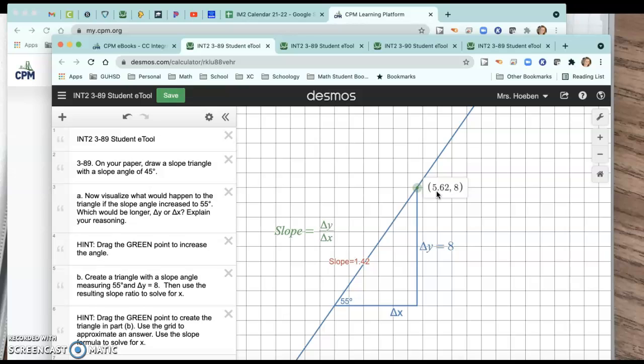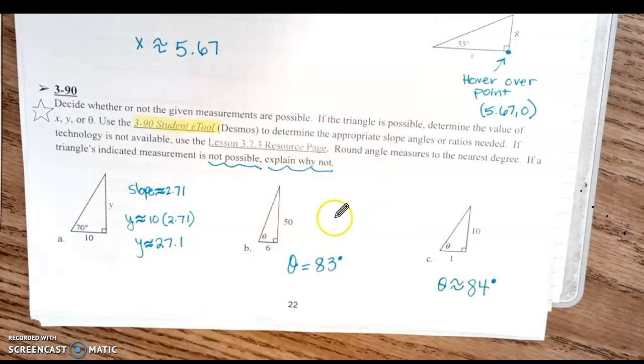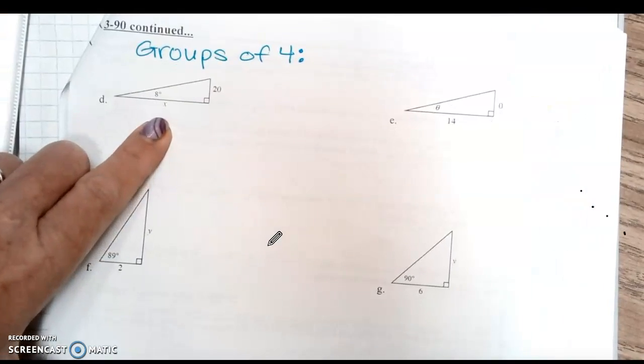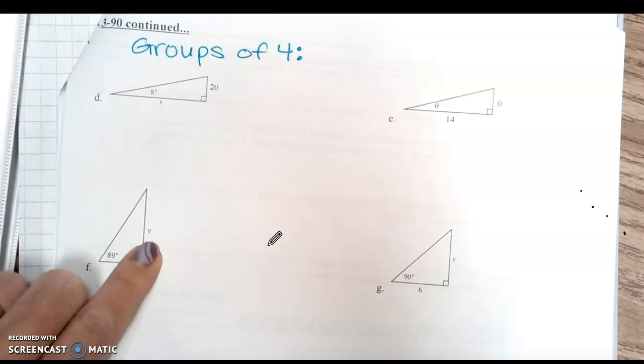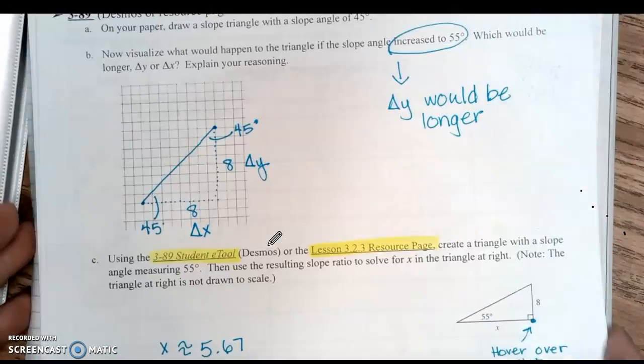Okay. Now let's switch back to the doc cam. For question 90, you want to decide whether or not the given measurements are possible. If the triangle is possible, determine the value of x, y, or theta. So they're either going to want you to solve for x, solve for y, or solve for the angle theta. It just is going to change from question to question.